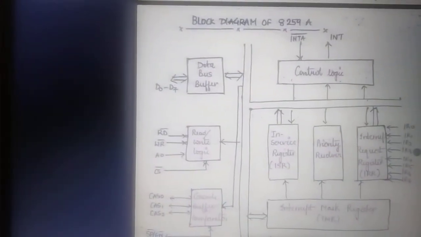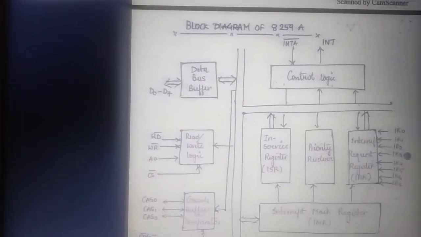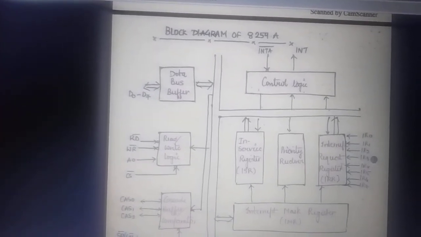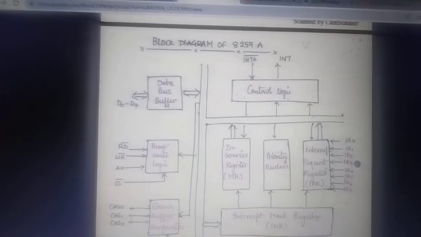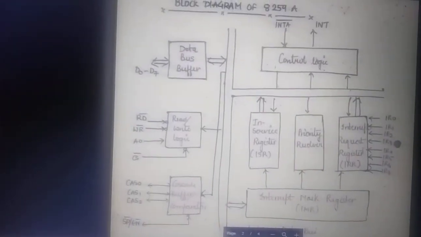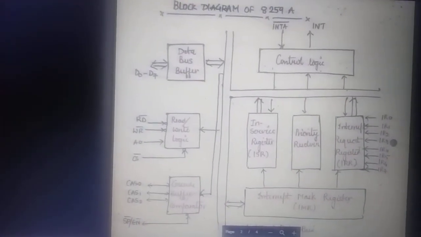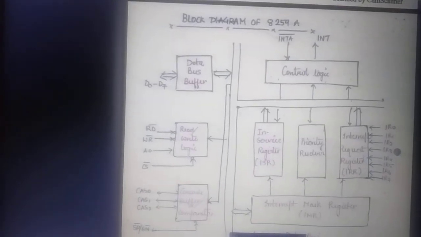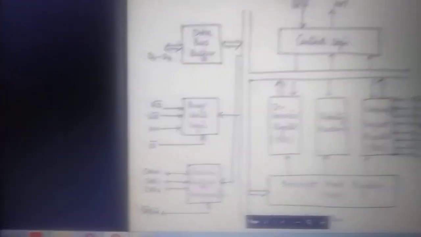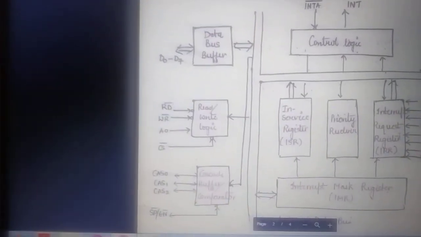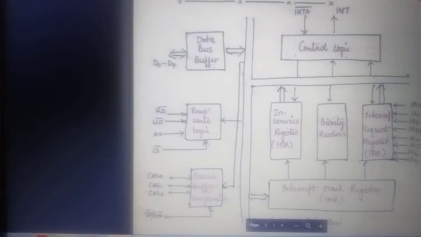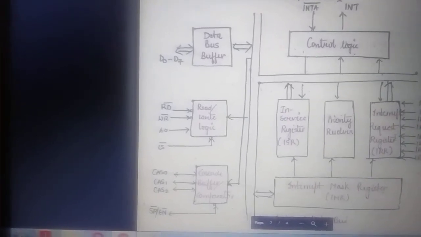Next is the read-write control logic. Read-write control logic is used for providing control signals for reading and writing operations, and there is also the A0 pin. The A0 pin is used for enabling control word registers in different modes. Similarly, there is a pin called CS bar which is used to enable this IC, that is 8259A. It is an active low signal.